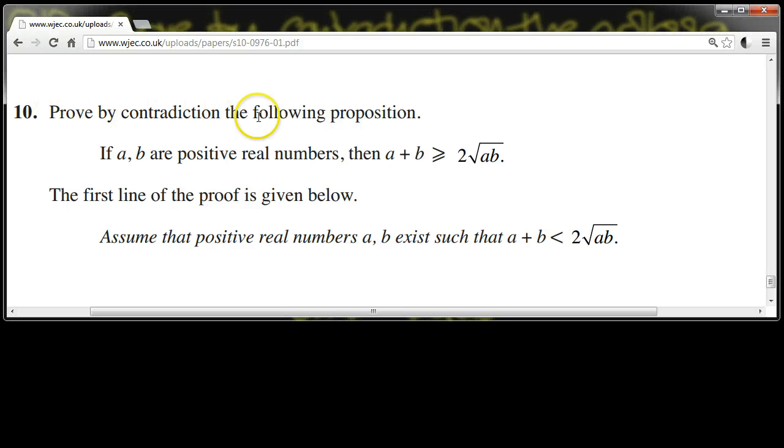Prove by contradiction the following proposition. If a and b are positive real numbers, then a plus b is greater than or equal to 2 times the square root of ab. The first line of the proof is given below. Assume that positive real numbers a, b exist, such that a plus b is less than 2 root ab.